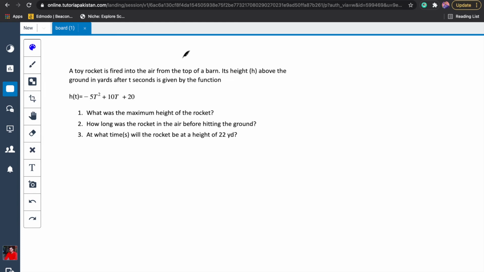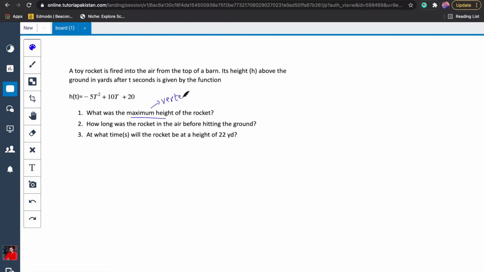Let's start with the example I was talking about. A toy rocket is fired into the air from the top of a barn. Its height h above the ground in yards after t seconds is given by this function. What was the maximum height of the rocket? Remember, whenever you have this word maximum or minimum, that means we are looking at the vertex.